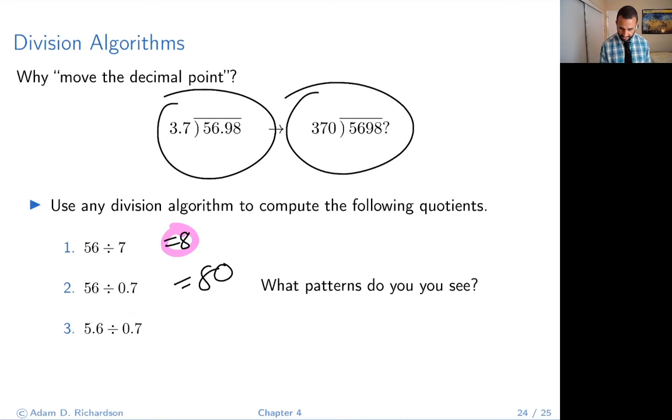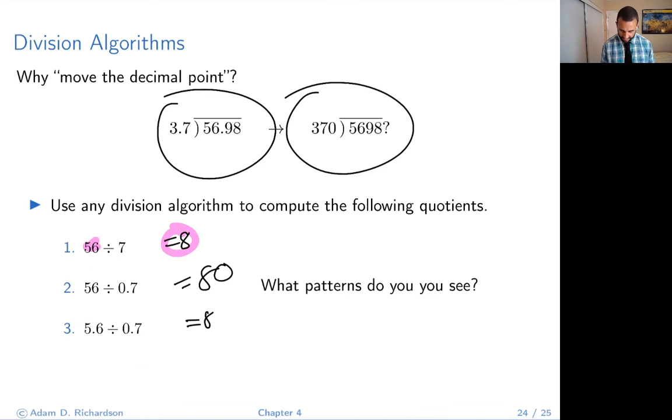Now let's carry that down to the last problem here. Well, now we're not dealing with 56 anymore. We're dealing with 5.6. Compare 56 to 5.6 and you'll realize that 5.6 is 10 times smaller. So I'm going to be able to fit 10 times fewer of these in there. So the answer is 8 once again.